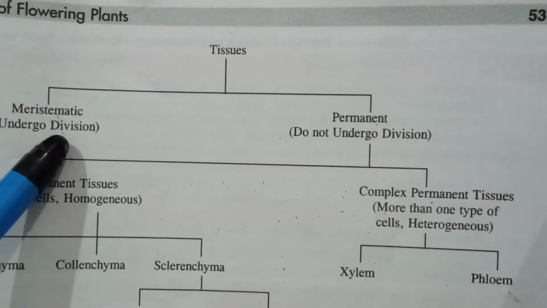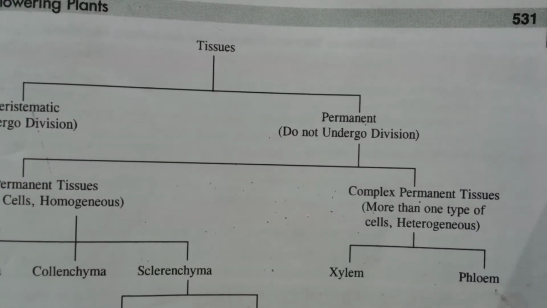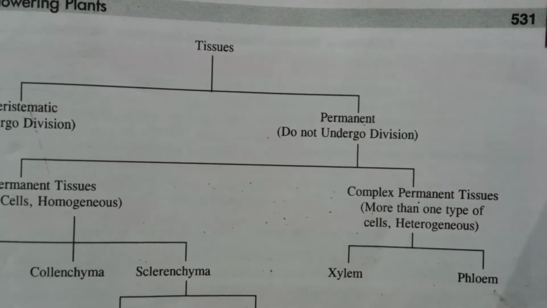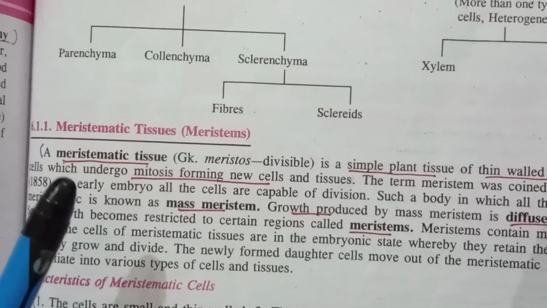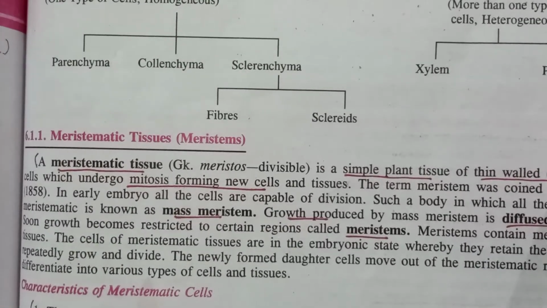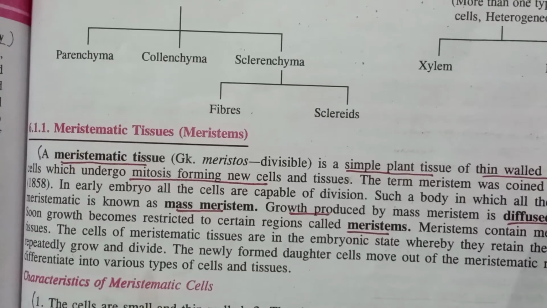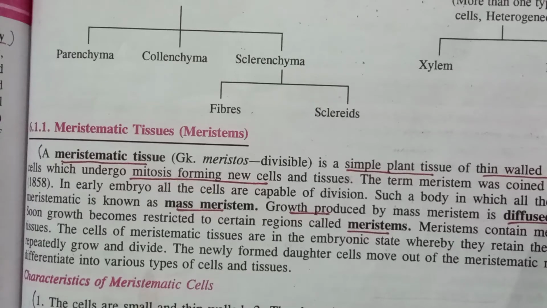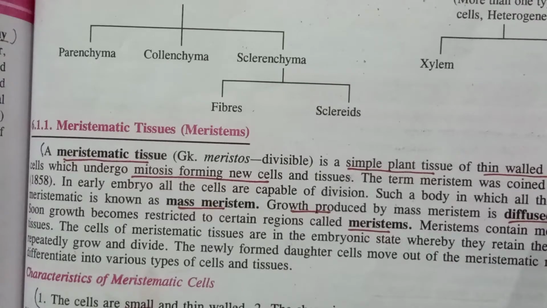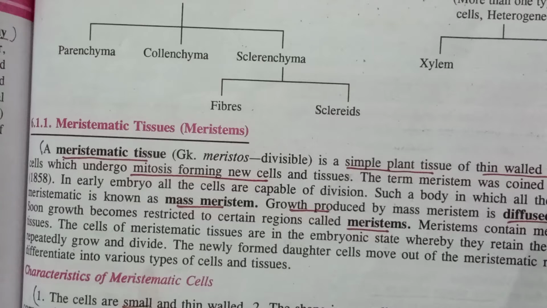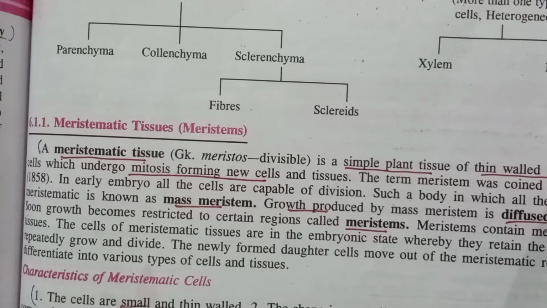It is the simple plant tissue which has thin walls and is capable of constantly dividing. The main significance of meristematic tissue is that they are actively dividing tissues. This term was also coined by Nageli himself. In early embryonal cells, the cells divide and redivide and form a mass of tissue known as the mass meristem. When growth goes on further by this mass meristem, we call it diffused growth.